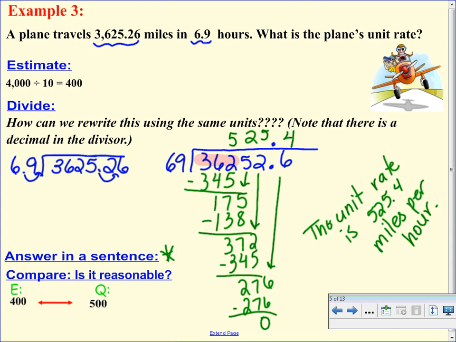Now, my estimate was 400. The quotient was 525.4. That is reasonable. It's a big difference, but it's in the same ballpark in terms of it's not thousands, it's not tenths. And that just lets me know I don't have to go back and check my decimal. I don't have to go back and check my quotient. Okay?